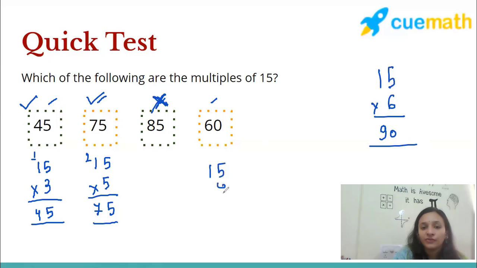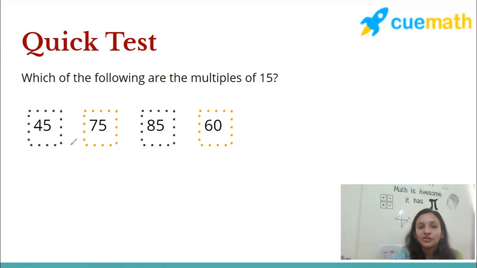Now 60. 15 times 4 if you do it: 5 fours are 20, 0, 2 carried over, and 4 ones are 4, 4 plus 2 is 6. So this gives you the answer 60. So this also is a multiple of 15. So basically, which were the multiples of 15? 45, 75, and 60. We went through the multiplication table method.